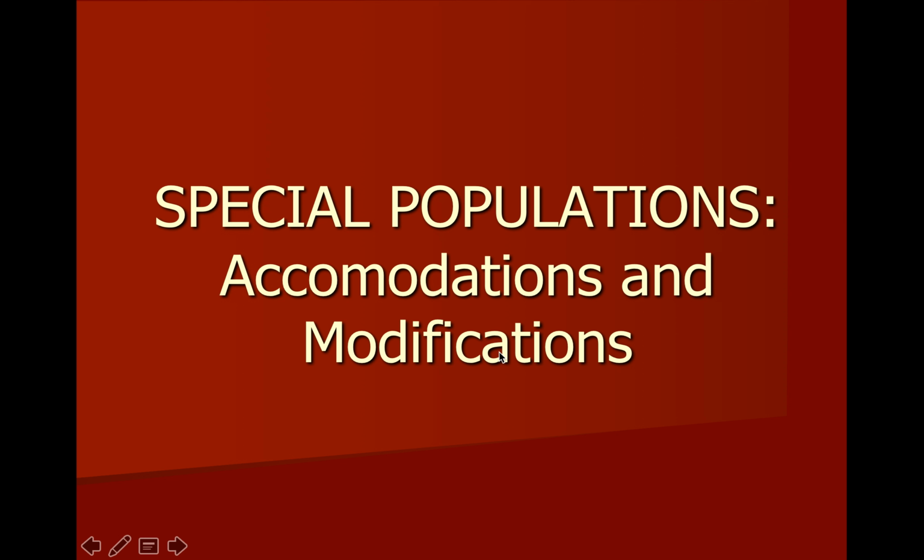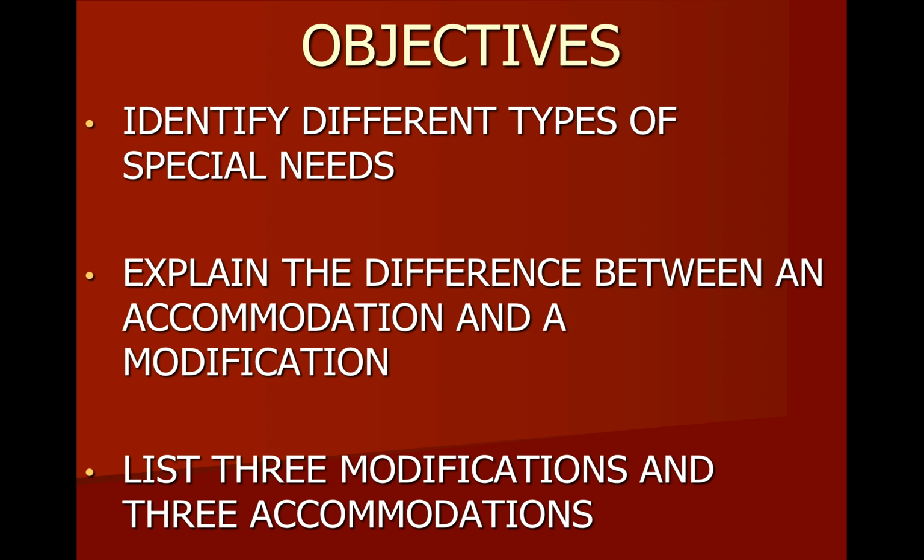All right, so this lesson is going to be on special populations or special needs students and accommodations and modifications. I'll have another lesson over some similar things, but more of engagement strategies for special populations in ag education classrooms. So this is really just accommodations and modifications and what they are and why they're needed. All right, so our objectives are to identify different types of special needs, explain the difference between an accommodation and modification, and then list 3 modifications and 3 accommodations.